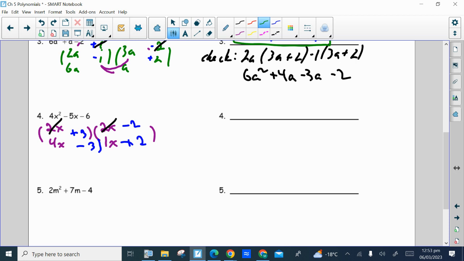So the outer products, 4x times negative 2 is negative 8x. And then it would be positive 3 times 1x, which is positive 3x. Negative 8x plus 3x does give us negative 5x. So that should be the one that works. It should be 4x plus 3 and 1x minus 2.